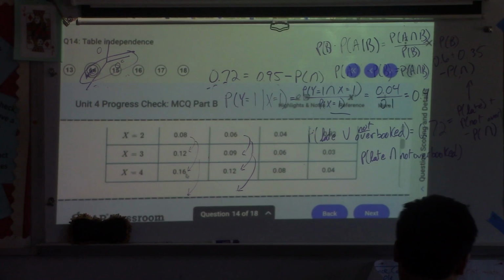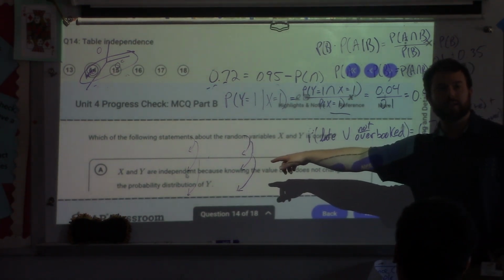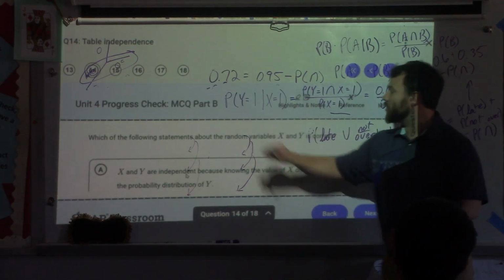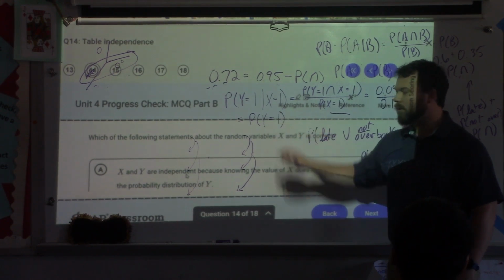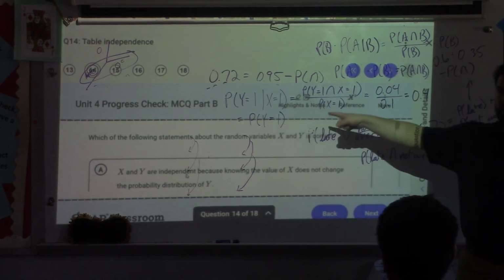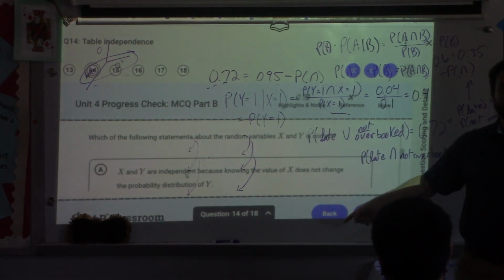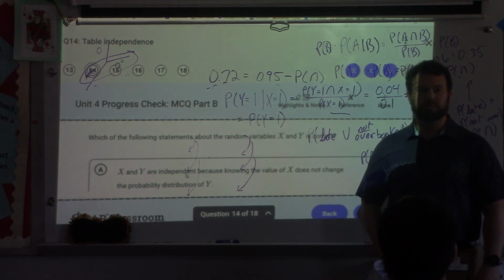Because what is it asking about? If x and y are independent. Guys, how do we check independence? The probability that y equals 1 given x equals 1 should equal the probability that y is equal to 1. So why did I check it that way? Because it's asking about independence. If they're independent events, I look at the conditional and I look to see if it equals this.